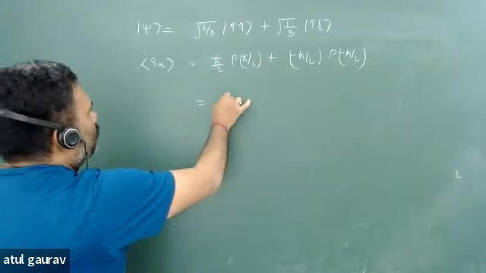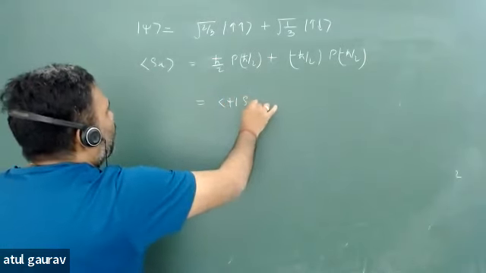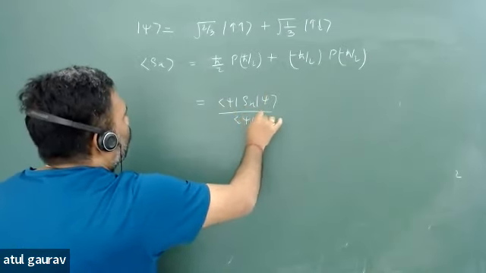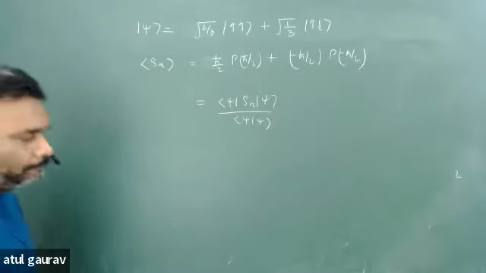Matrix method. You will write your psi in a matrix form, write Sx in a matrix form, and you will easily calculate it. You can check it. What will be your third method?